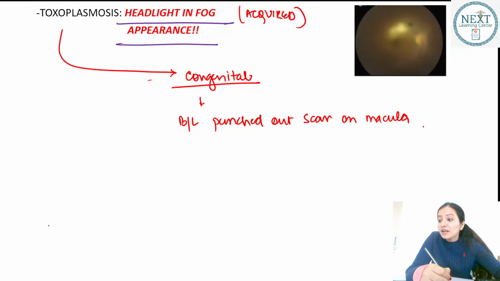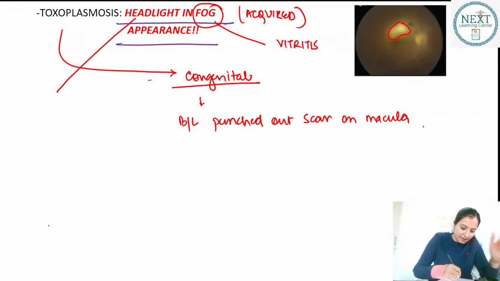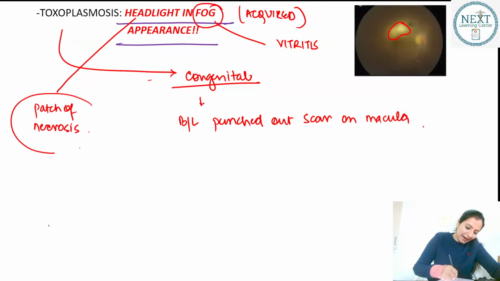See, brush fire is seen in CMV retinitis, not in toxoplasmosis. So toxoplasmosis acquired, you are going to get headlight in fog appearance. If you see here, the fog is compared to the vitritis and headlight is compared to this. What is this? This is the patch of necrosis that you will compare to headlight. Okay.